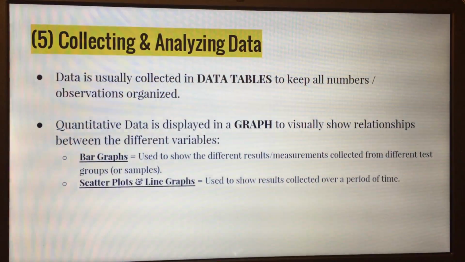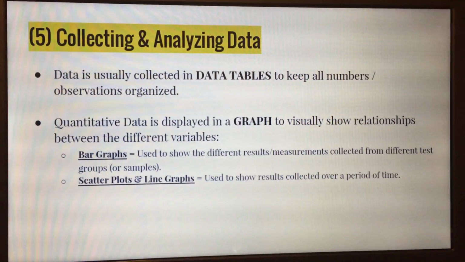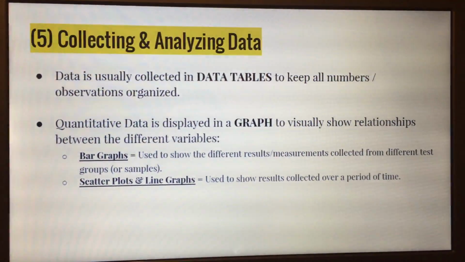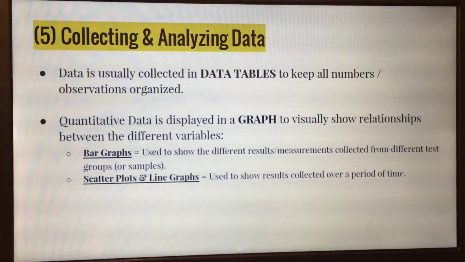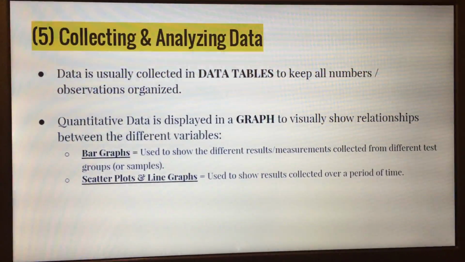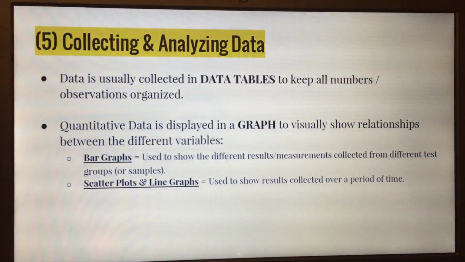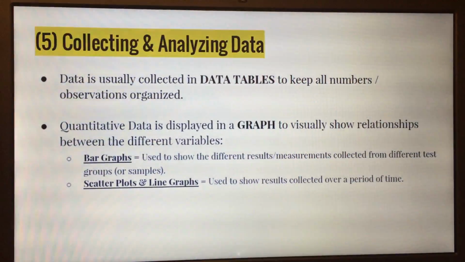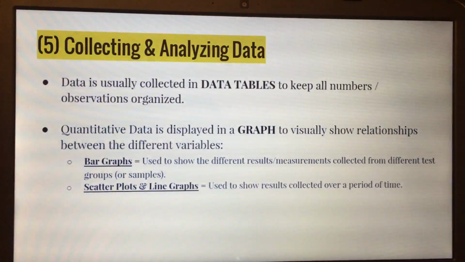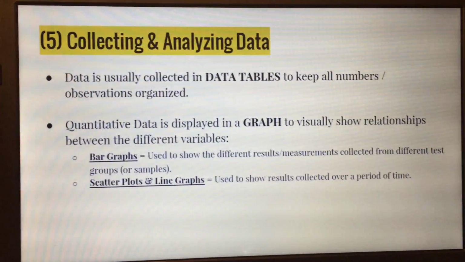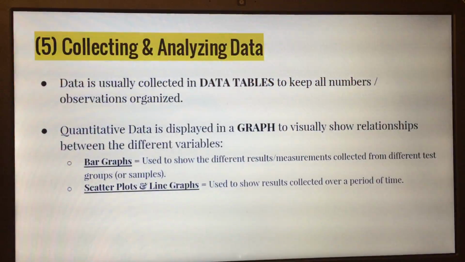Typically, whenever we collect quantitative data, we're going to display it then in a graph. And graphs allow us to really, kind of in a summarized form, visualize and see overall patterns that happen from our observations in the experiment and visually show any relationships that might be going on between the different variables. There are 2 types of graphs that we will be commonly using in biology. The first is a bar graph, and the second are line graphs or scatter plots.